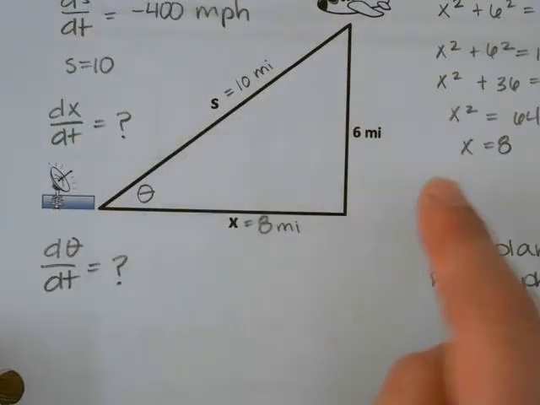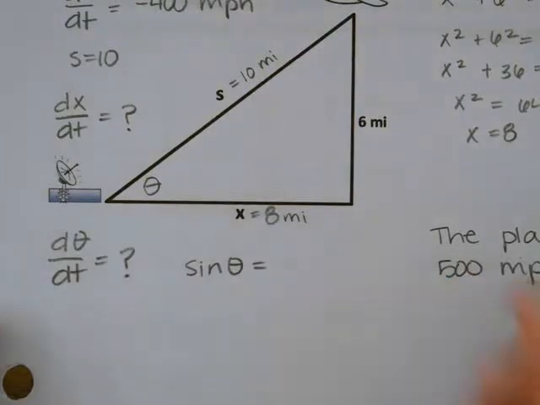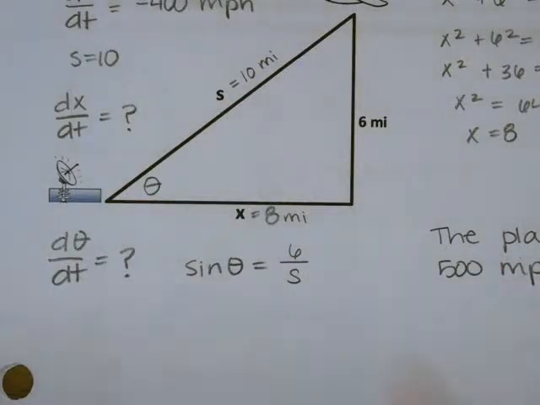Yeah, opposite and hypotenuse. So we're going to say sine of theta equals opposite over hypotenuse, right? And I know that for us to find this rate of change, we're going to have to take the derivative of this equation that we just wrote. And I don't want to have to do the quotient rule, so how can I fix that?